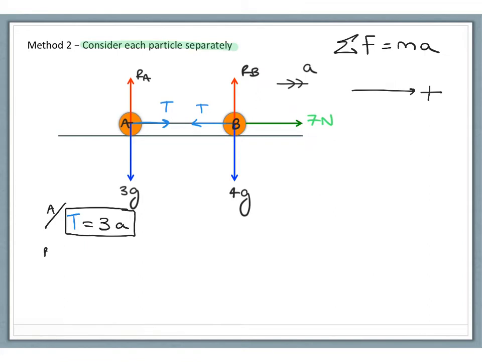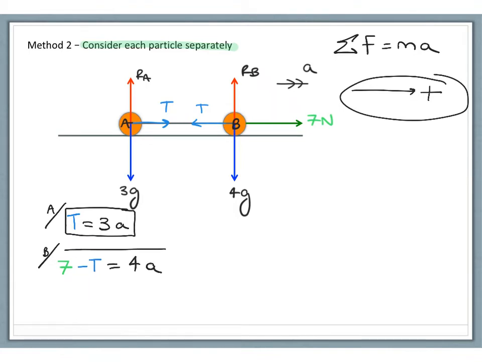So we have an equation here, 2 unknowns, T and a. Now, let's look at the forces acting on particle B. Remember, going to the right is the positive direction. So we have 7 newtons. We then take away T, because that's going in the opposite direction, which equals the mass 4 multiplied by the acceleration a. So our resultant force is 7 take away T, going to the right. We have a pair of simultaneous equations.